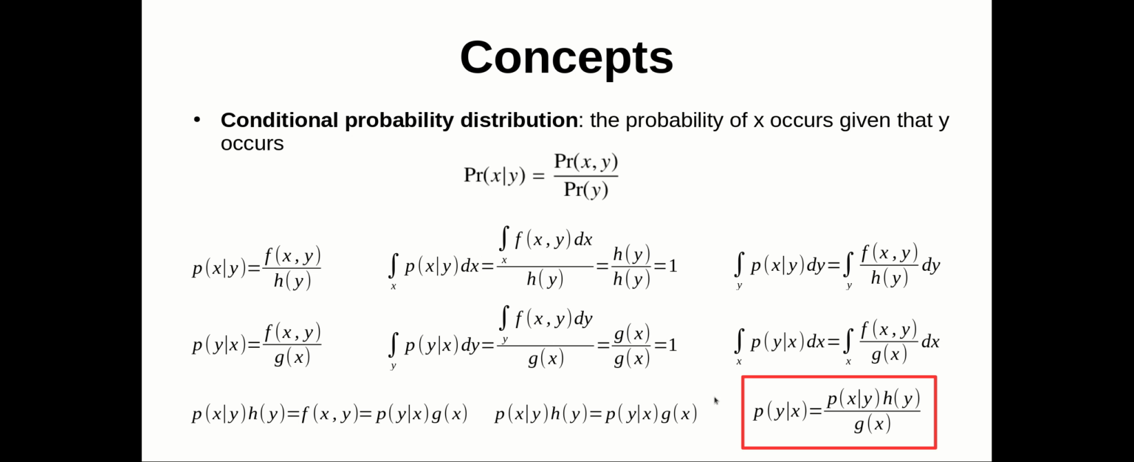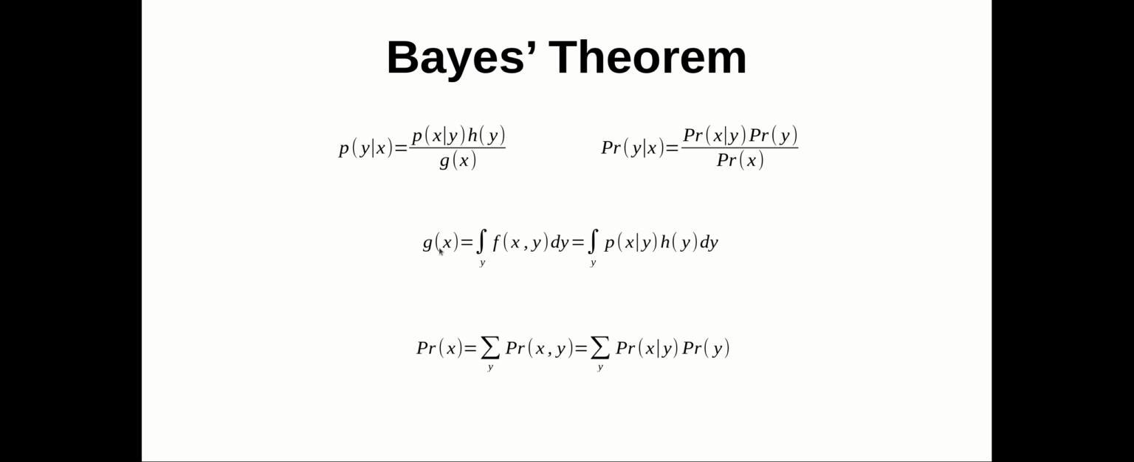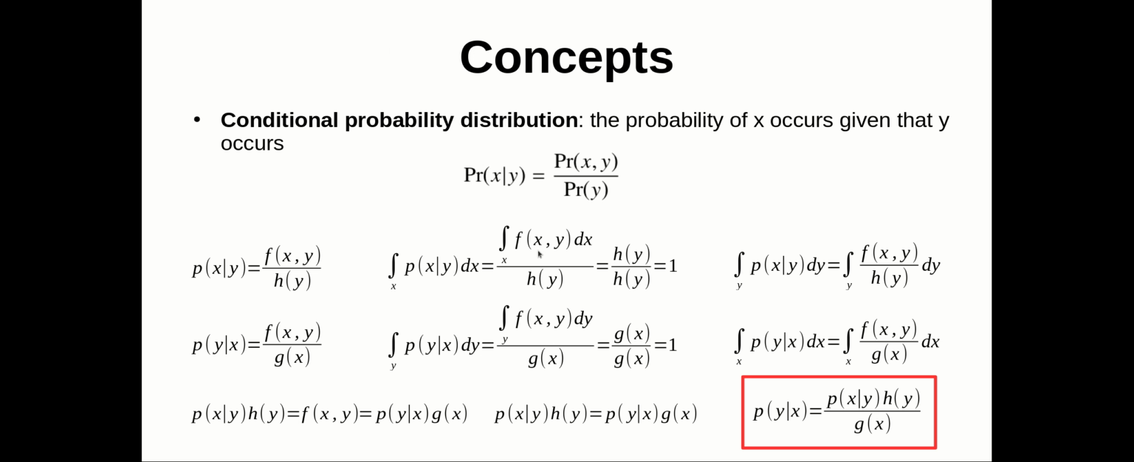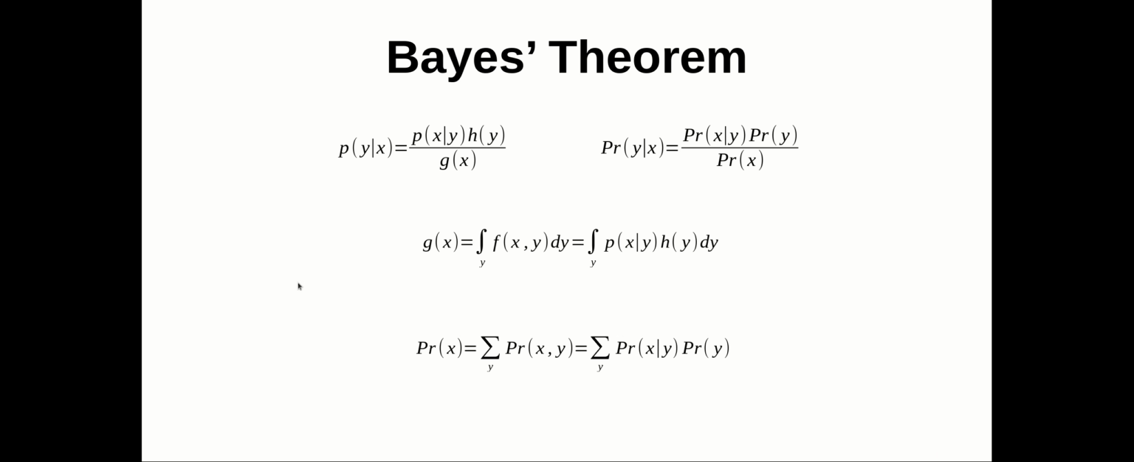Here we are just using this particular definition of the margin of x, right? And then what's actually the joint probability of f(x,y)? f(x,y) equals p(x conditional on y) times h(y). So you just bring it in there, p(x conditional on y) times h(y), and then integrate over y. And this is for the continuous case. For the discrete case, you can just replace the integrals with the summations.